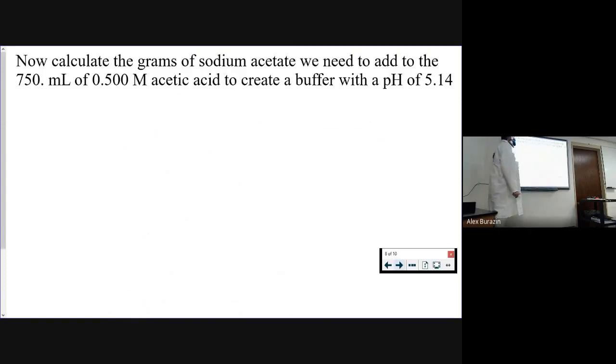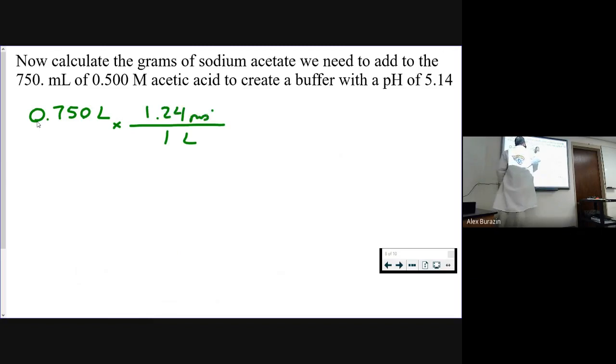How much buffer are we creating? 750 milliliters. We're going to start there. I have 0.750 liters of buffer. And in that 0.75 liters of buffer, I eventually want my molarity of base to be 1.24. Factor label, by the way, if you haven't figured that part out yet, right? Liters to moles to grams.